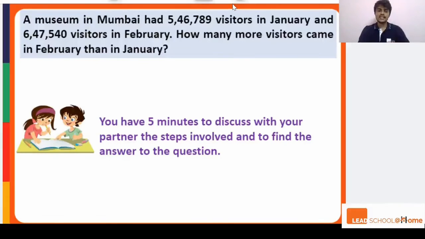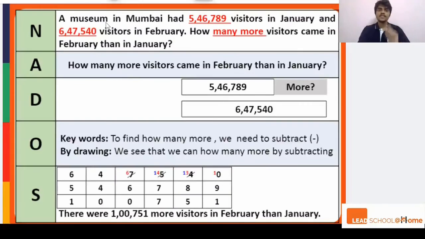We will follow the 5 steps of NADOS to solve this question. First step is identify the numbers and the keywords. The numbers are 5,46,789 and 6,47,540. How many more is the keyword here. The second step is what is being asked in the question. To a museum in January some people came, in February some people came. How many more came in February than in January? That is what is being asked.